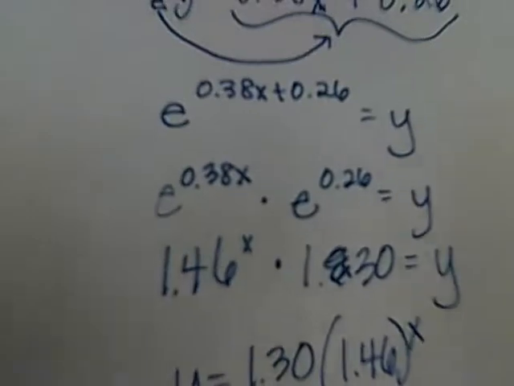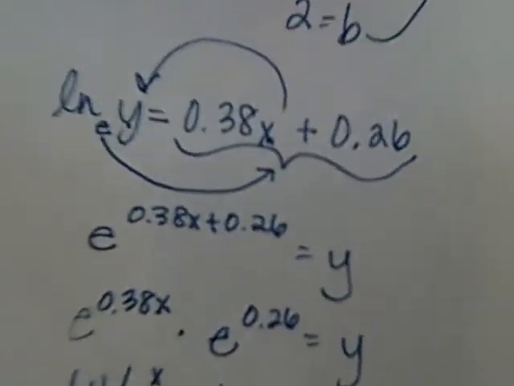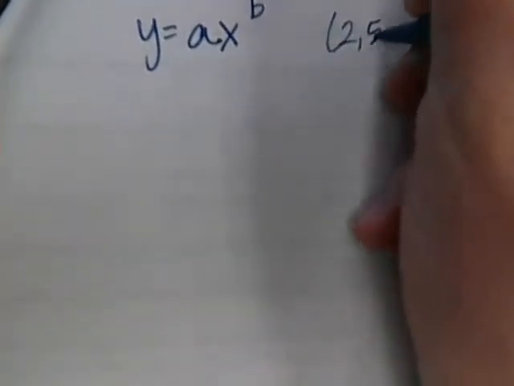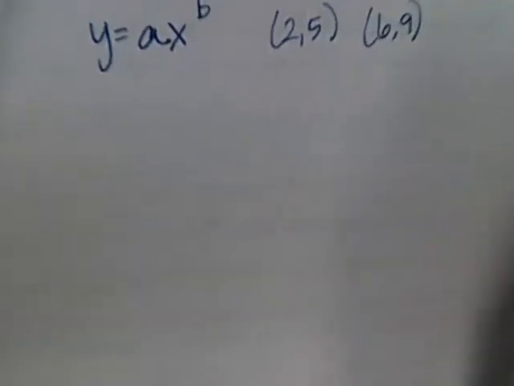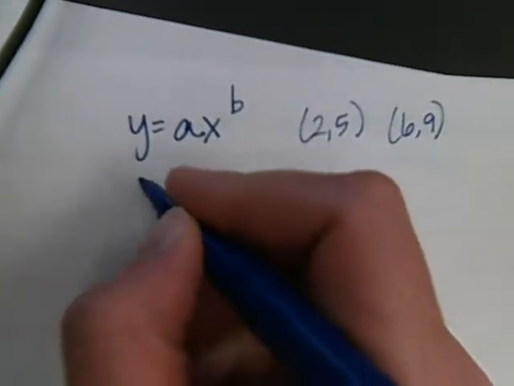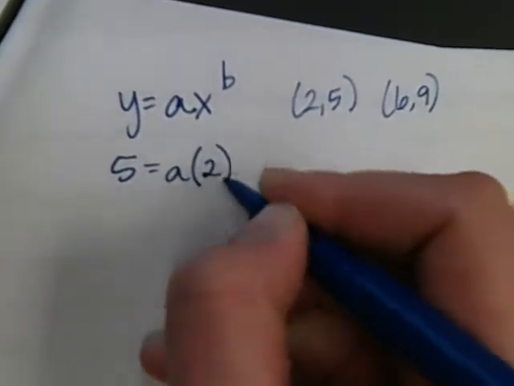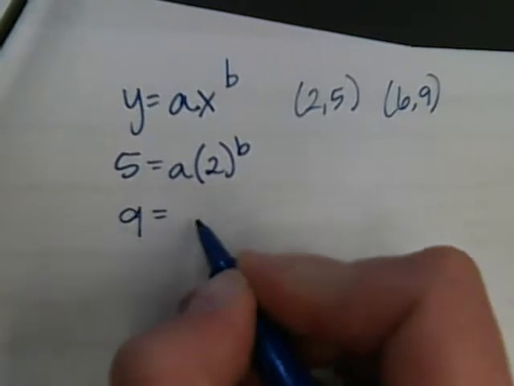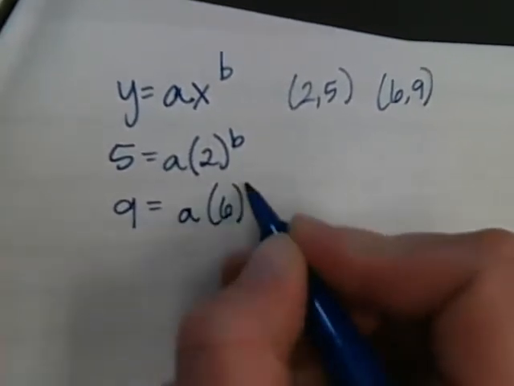Okay, so now let's go the other way. Now let's make a power function. So a power function looks a little bit different. A power function still has your coefficient of a, but this time your x is your base and your b is your exponent. And in this particular case, they give us 2, 5, and 6, 9. So we're going to do the same things that we did earlier. We're going to sub in and have 5 equals a 2 to the b, and 9 equals a 6 to the b.